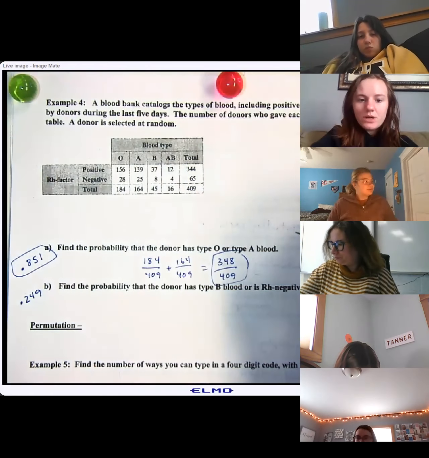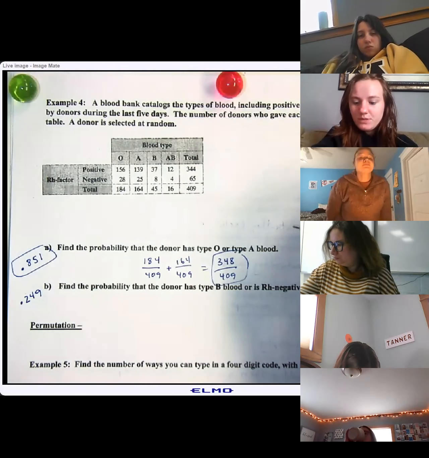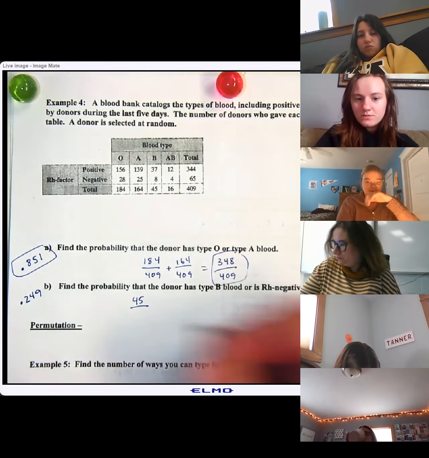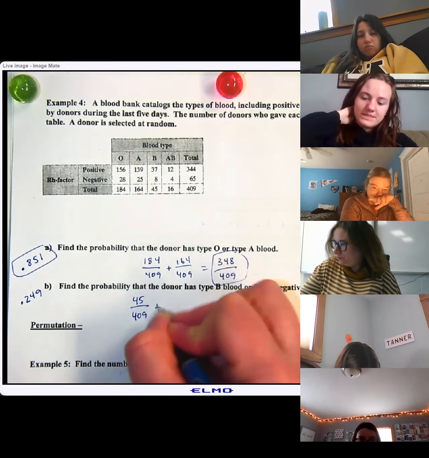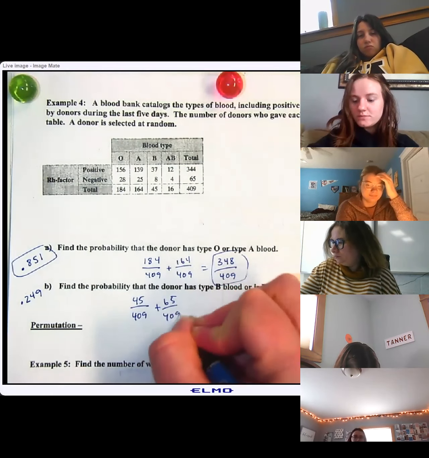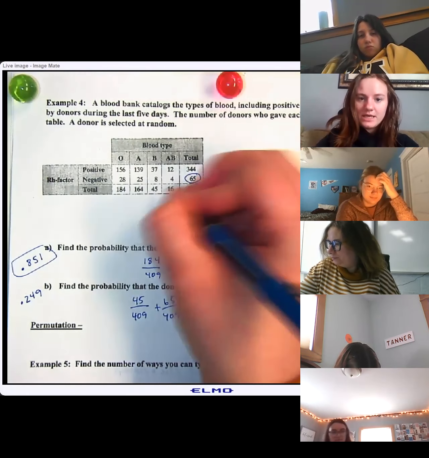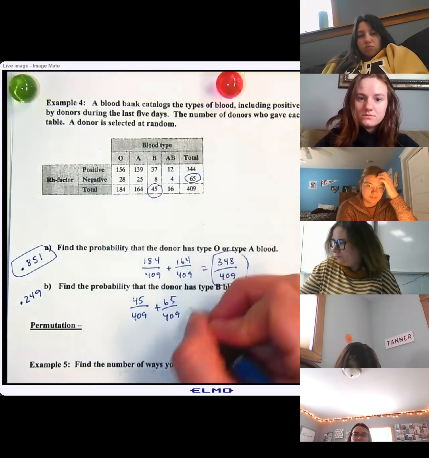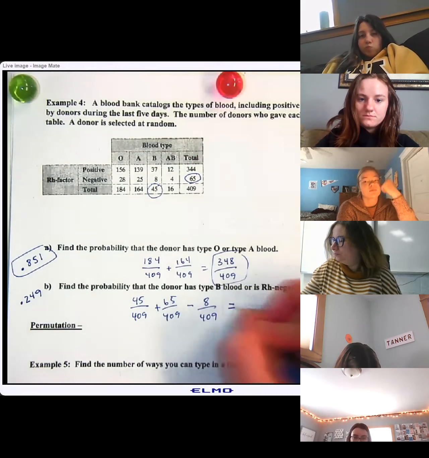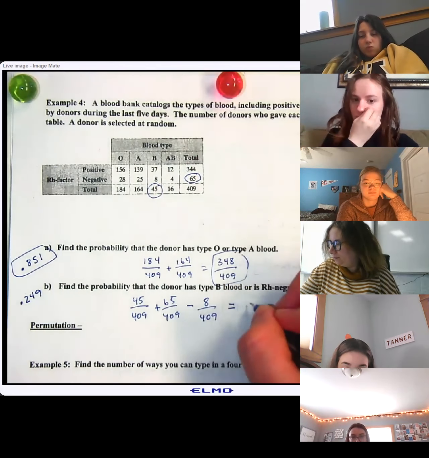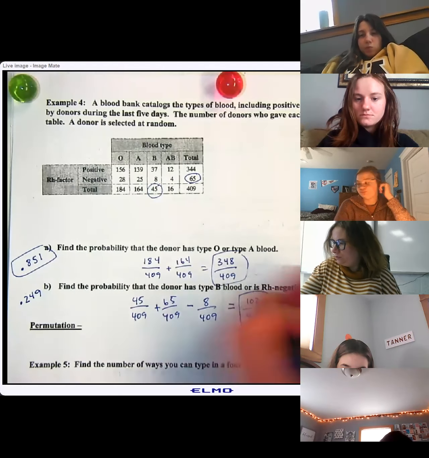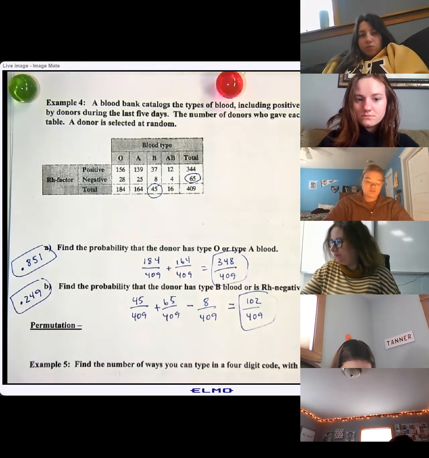Okay, so the probability that it's type B would be 45. Mm-hmm. And then you would add 65 because that's the probability for Rh factor. And then over here, subtract the 8. And 8 is having both. Okay. And then it would be 102. All right. Which is this. Nice job.